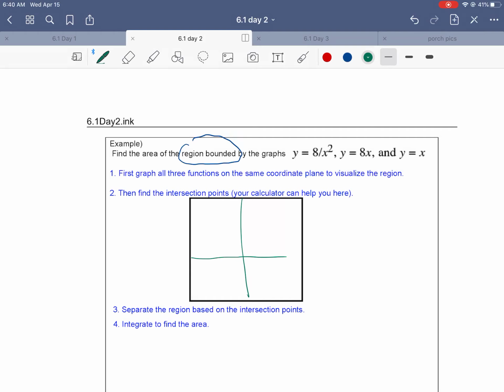So I'm going to get a rough sketch here just so we have it for reference points. So the 8 over x squared, the x, and the 8x. Both x and 8x go through the origin. The 8x is now in red, it's steeper, and the x is in blue. And there's that little triangular shape that we're looking for. Remember, 0, 1, and 2 are the three x values that mean something to us right now.